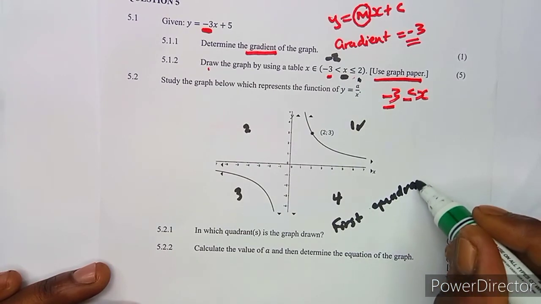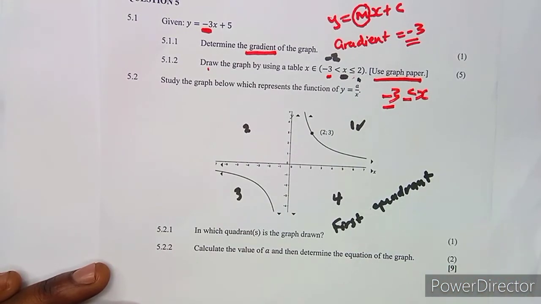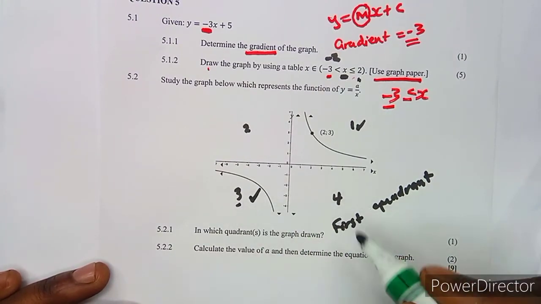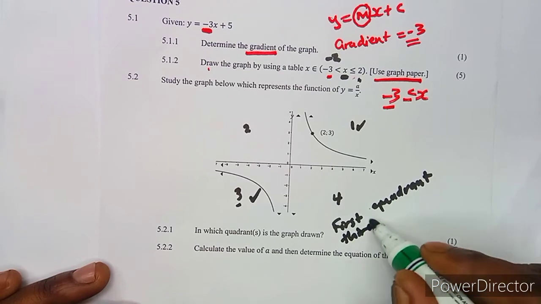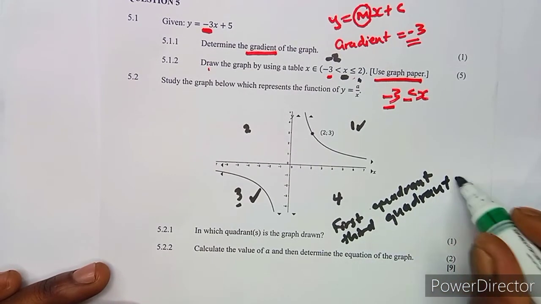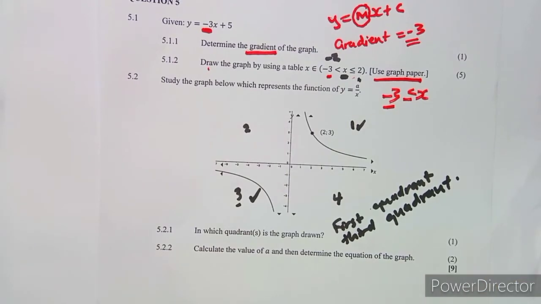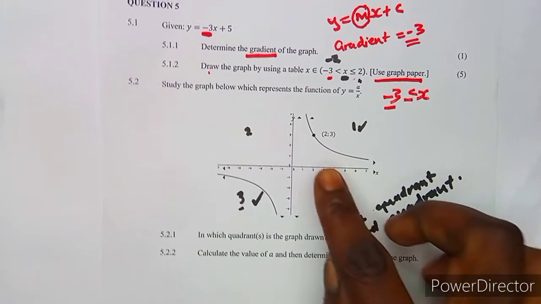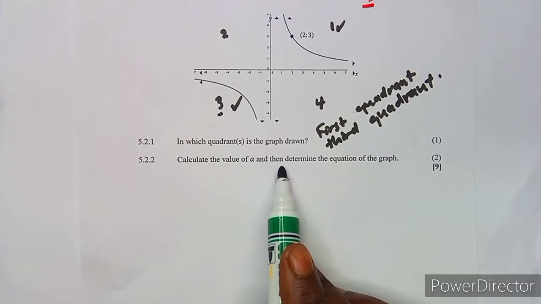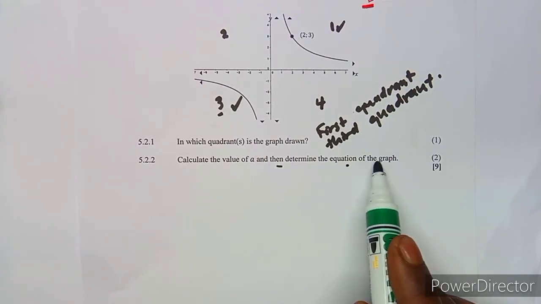So this is the first quadrant or quadrant 1. And it is also in this quadrant, which is the third quadrant. So it's also in the third quadrant. So that is what they wanted you to answer, guys. Which quadrants are we seeing these graphs being drawn? It's the first and the third. All right. Then calculate the value of a, then determine the equation of the graph.